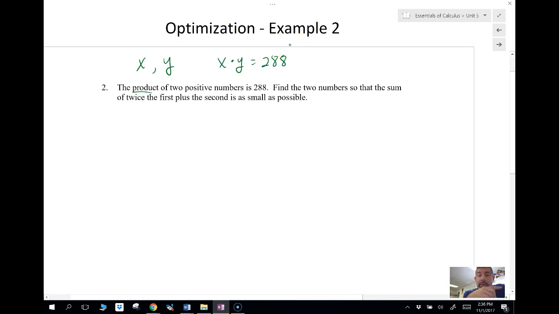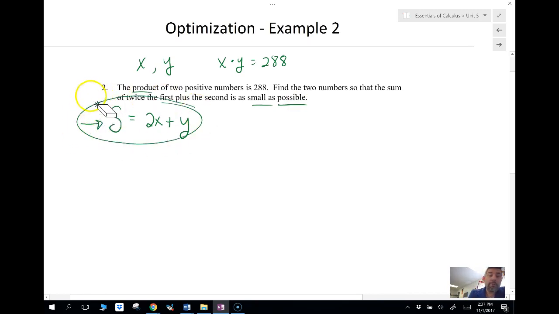Find the two numbers so that the sum, we'll just make this S, the sum of twice the first plus the second is as small as possible. So this is what I'm trying to minimize. Remember, we don't want it in two variables. Even though we have our minimization, because it's small, the equation we want to minimize, we only want it in one variable, so that's why we have our secondary formula here.